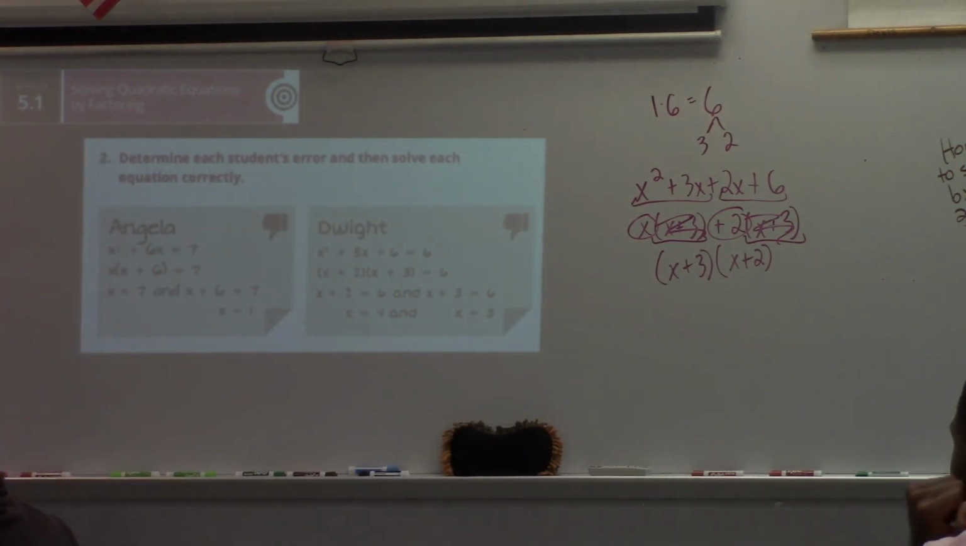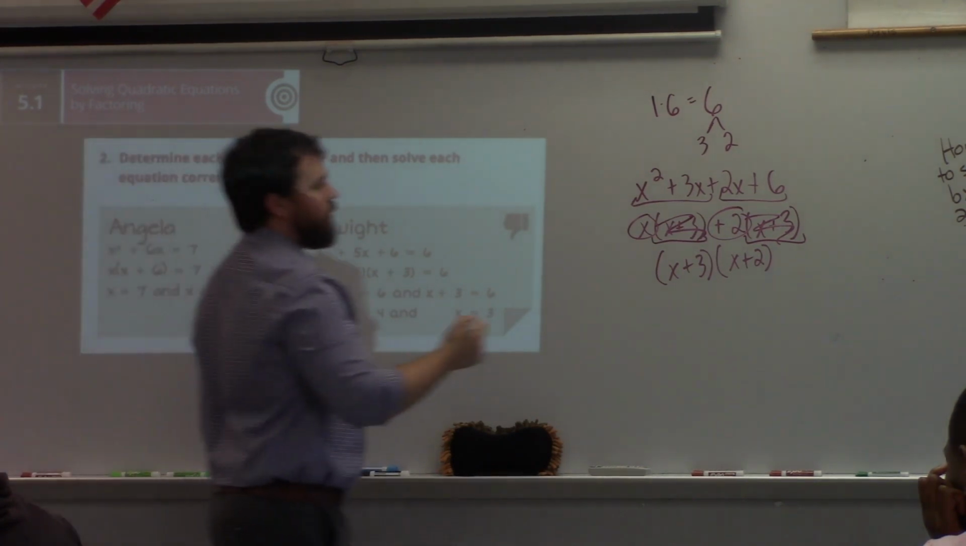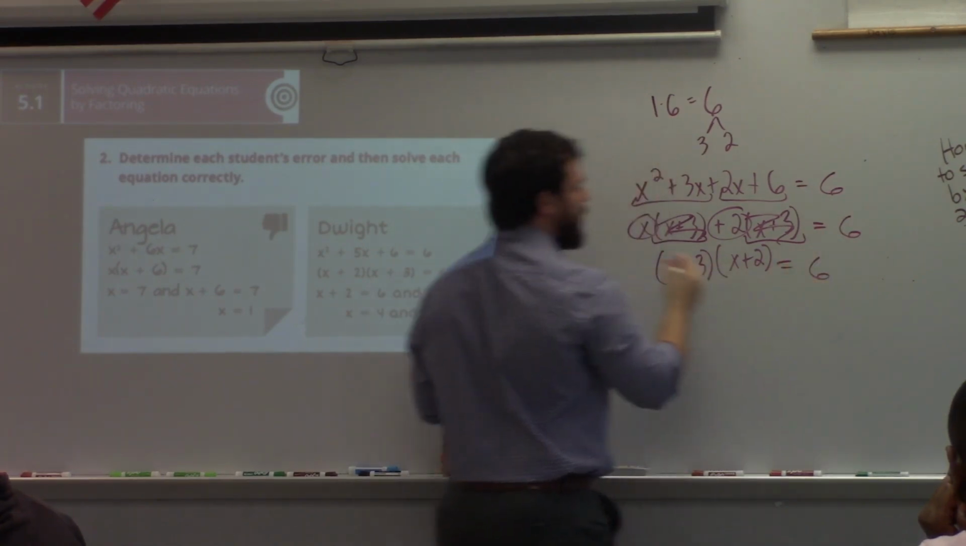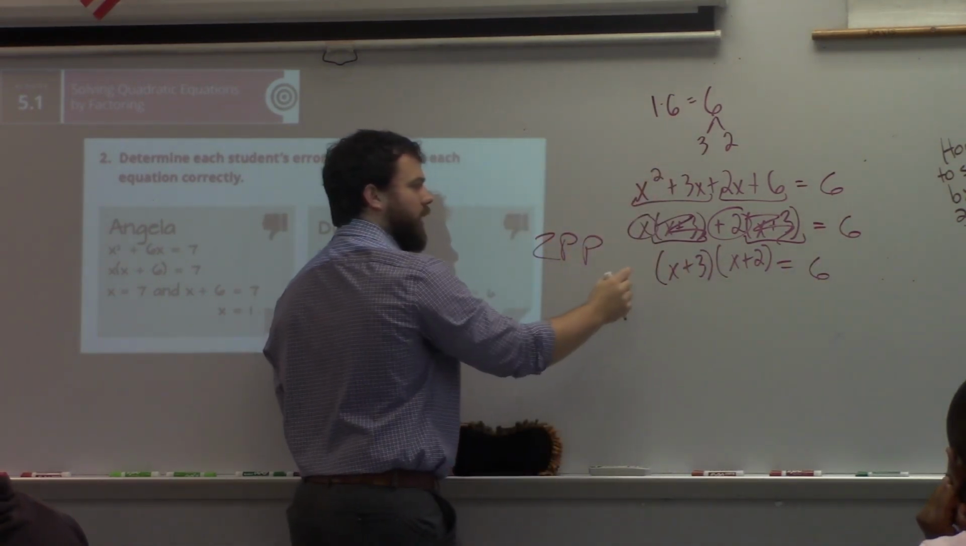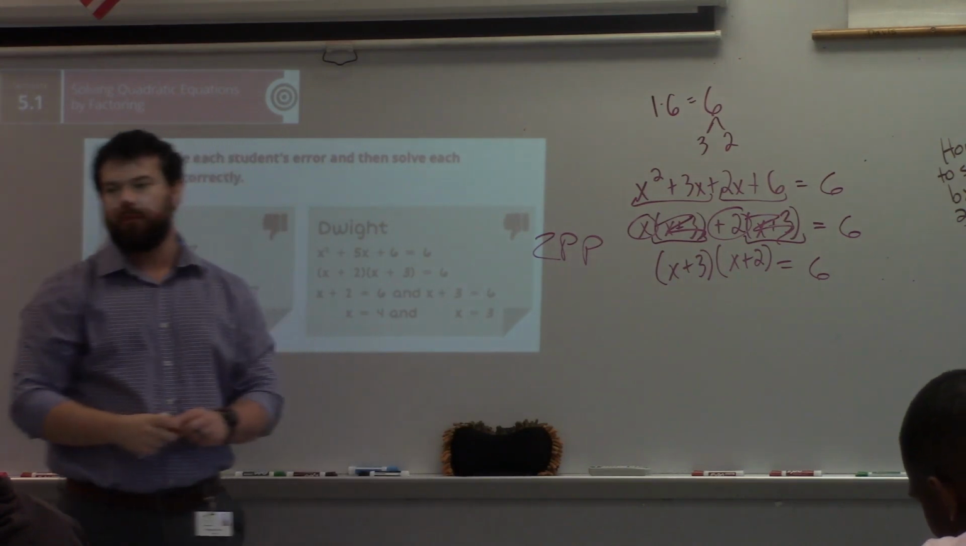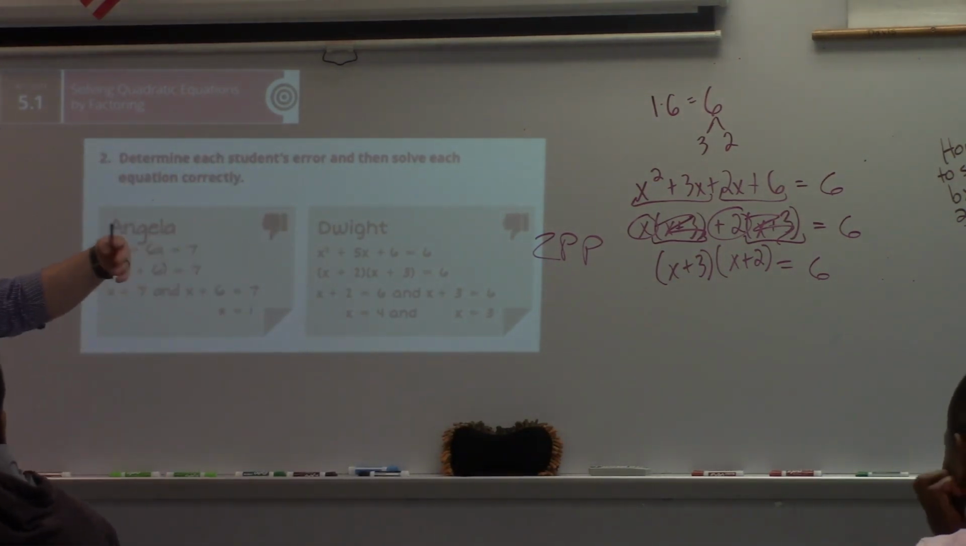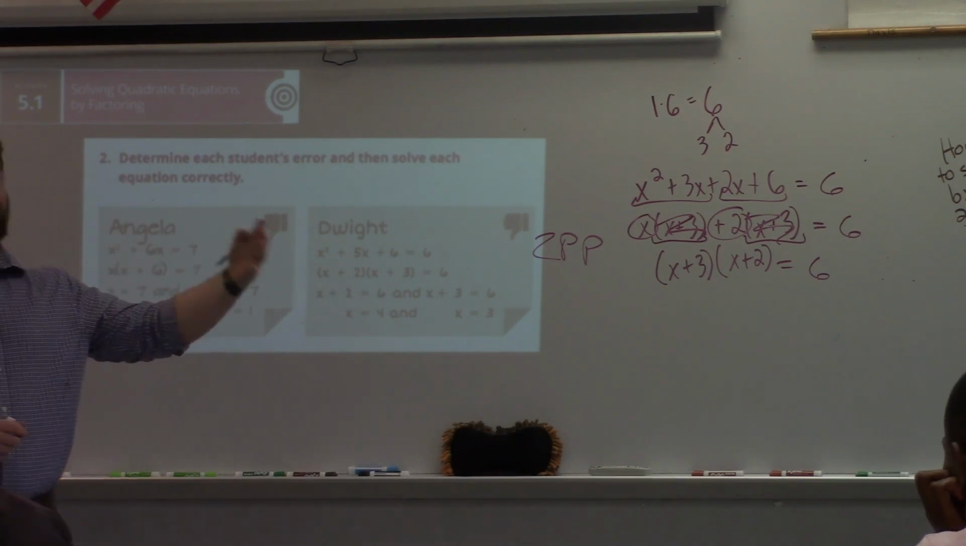Guys, what is the point of factoring when solving a quadratic equation? So that we can use what? They have it equal to 6 instead of 0. Because we want factored form so that we can use what property? Zero product property. Can I use the zero product property? No. You cannot just set x plus 3 equal to 6 and x plus 2 equal to 6.